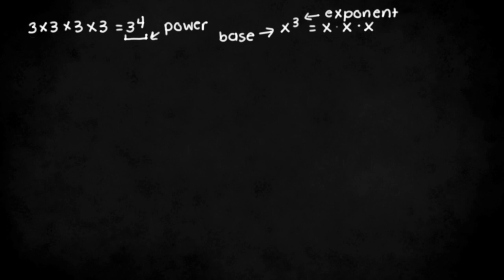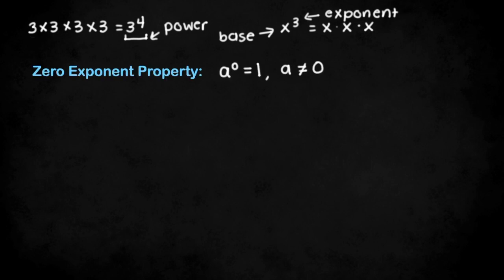The zero exponent property states that any non-zero number raised to the 0 power is 1. Notice that the rule applies to only non-zero numbers. Because division by 0 is undefined, 0 to the 0 power is indeterminate.